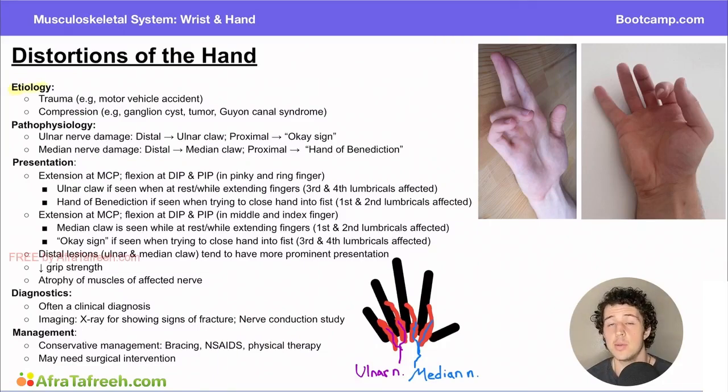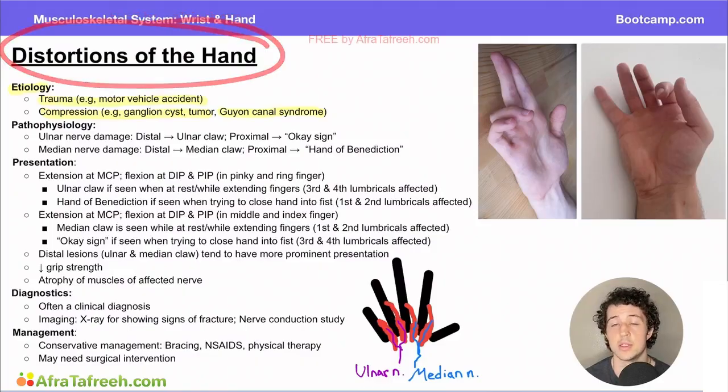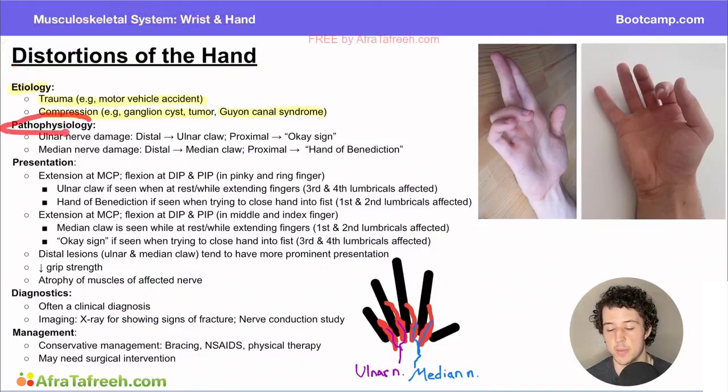So this is a common presentation from very traumatic incidents, like after a motor vehicle accident. There could also be a less acute presentation from compression, so maybe a ganglion cyst, remember that synovial fluid buildup, or a tumor, Guyon canal syndrome. Think of anything that can sort of compress or damage the median and ulnar nerve may potentially lead to some hand distortion. All right, we'll move on and talk about pathophysiology.